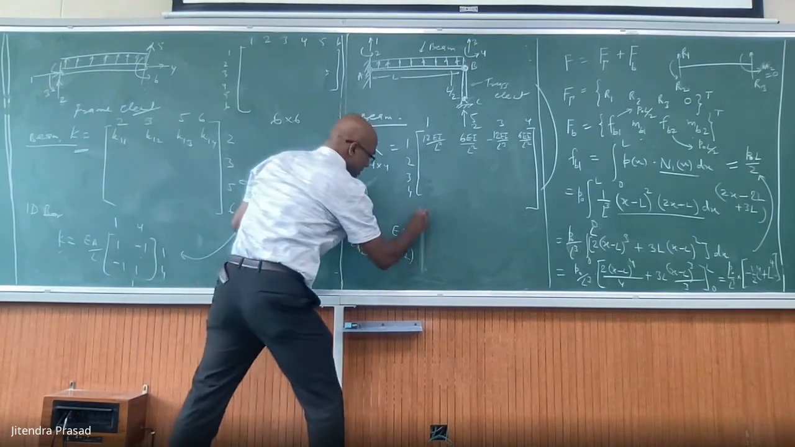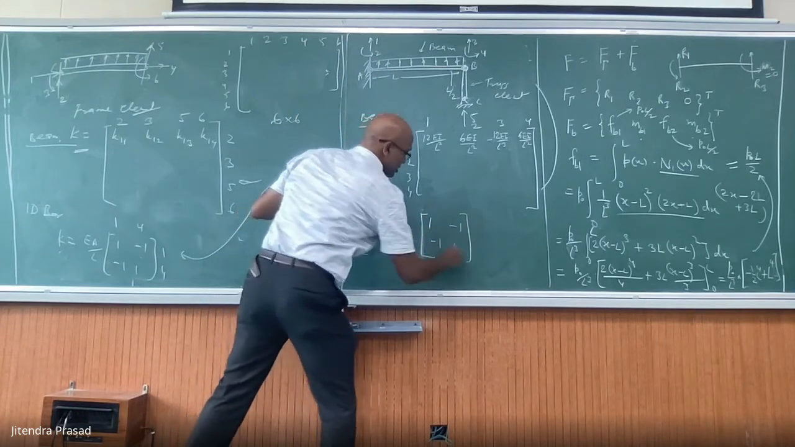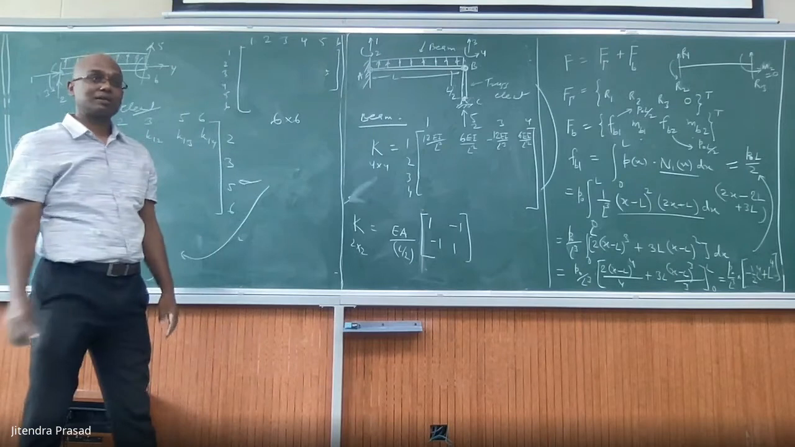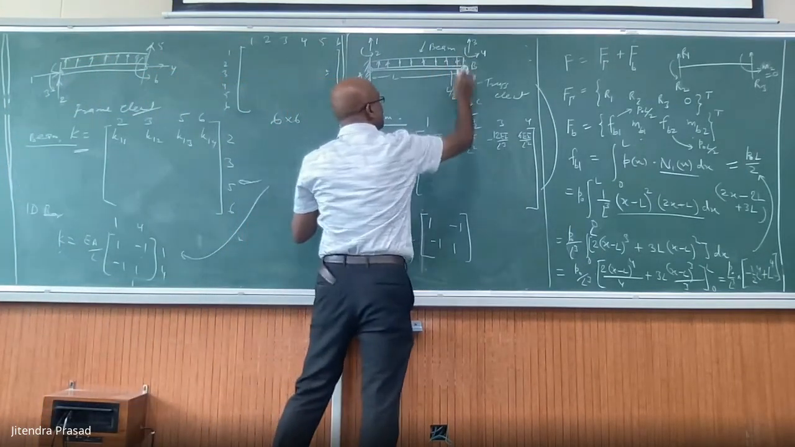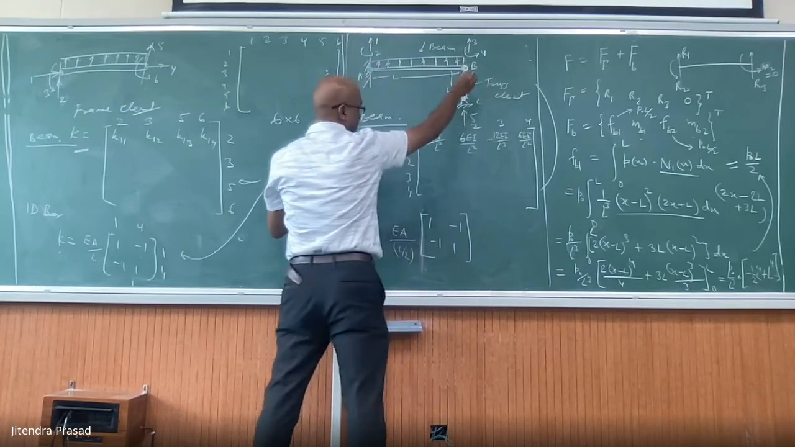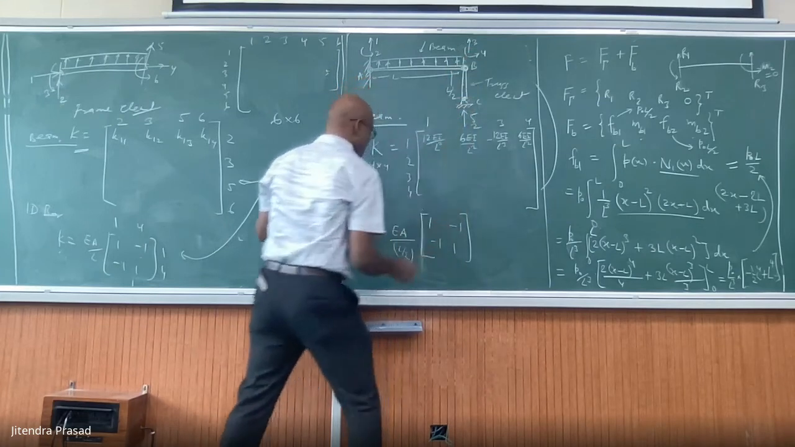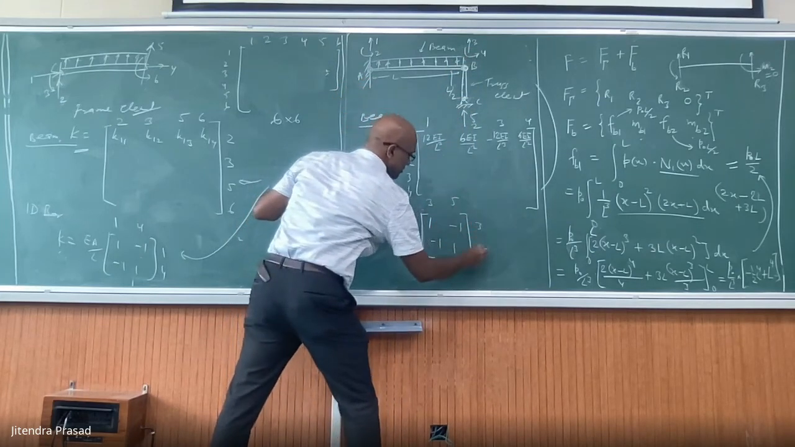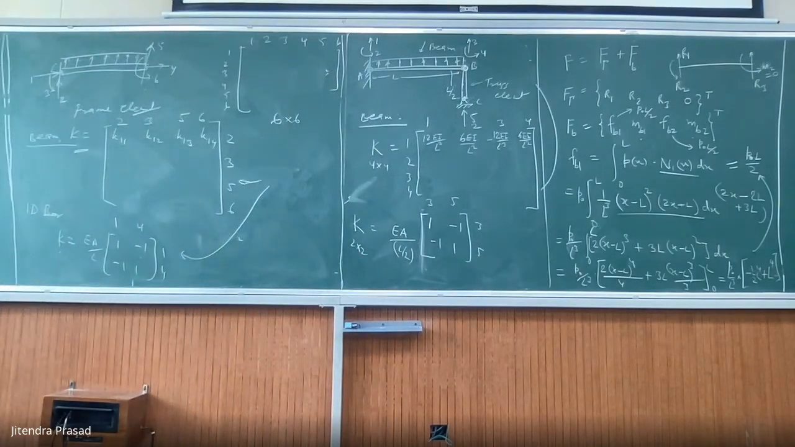So we have here 1, minus 1, minus 1, 1. Then you have these two, right? This is 3, this is 4, right? So you, 3 and 5, so you write 3, 5. That's it. Now you assemble it.